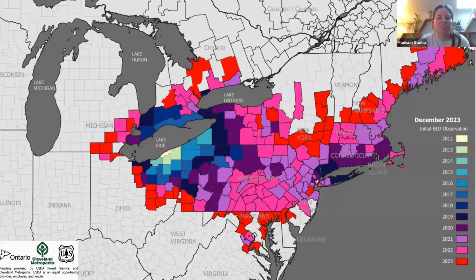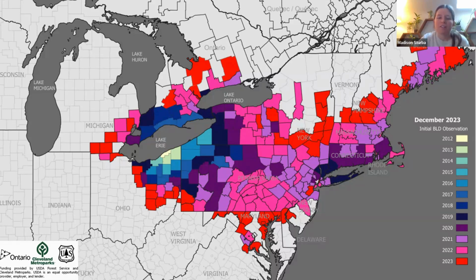So this map shows the distribution of beech leaf disease based on the most up-to-date surveys in the United States and here in Canada. It was first introduced to North America in 2012 in Ohio, which we can see in that very light yellow color right along the shore of Lake Erie. But it has spread out since then to a lot of different states and even here into Ontario. It was first found in Ontario in 2017 and then again has spread out since.